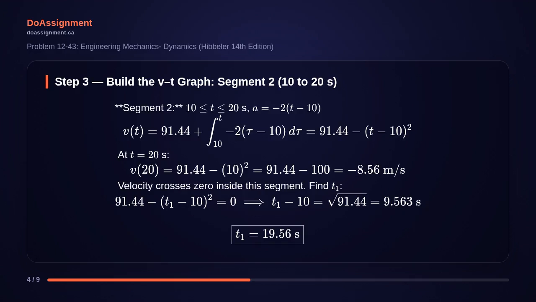In the second segment, from 10 to 20 seconds, acceleration is -2 times the quantity t minus 10. Integrating gives velocity equal to 91.44 minus the quantity t minus 10 squared. At t equals 20 seconds, velocity equals 91.44 minus 100, which is -8.56 meters per second. Because velocity crosses 0 before t equals 20 seconds, we set the expression equal to 0. Taking the square root gives t sub 1 minus 10 equals 9.563 seconds, so t sub 1 equals 19.56 seconds.